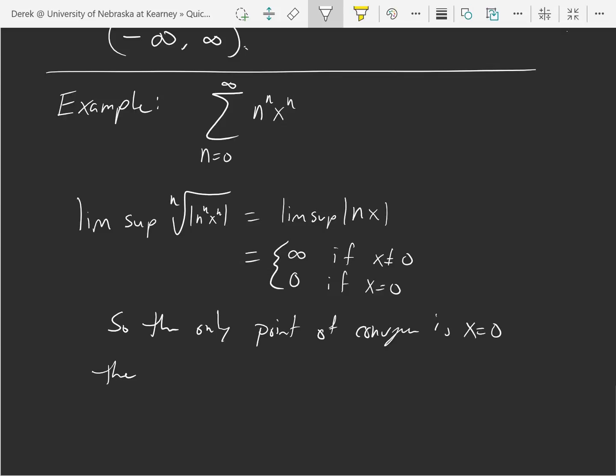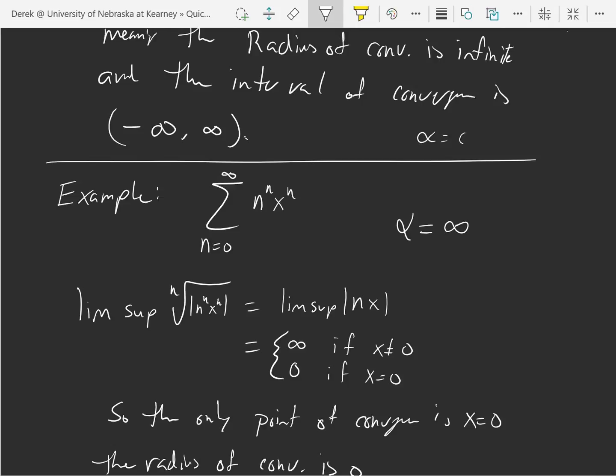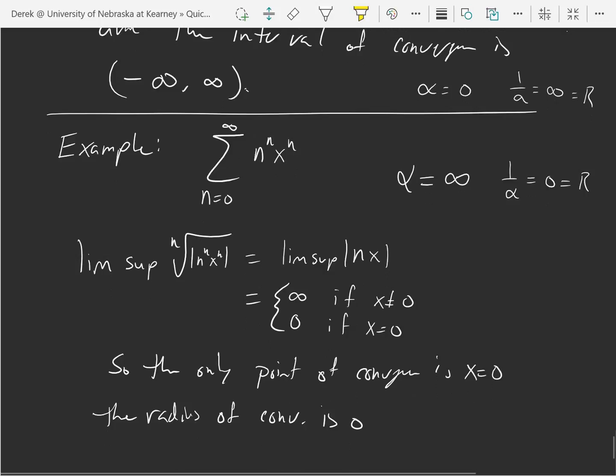The radius of convergence is 0. So I've kind of got an empty interval, and I have to test the point that's inside that empty interval, which is at 0, and that one works out. This is kind of another case where this is when alpha equals infinity, and the earlier was a case where alpha equaled 0. So 1 over alpha equals 0 here, and in the other case 1 over alpha equals infinity, and that's equal to r, your radius of convergence, in both of those cases.